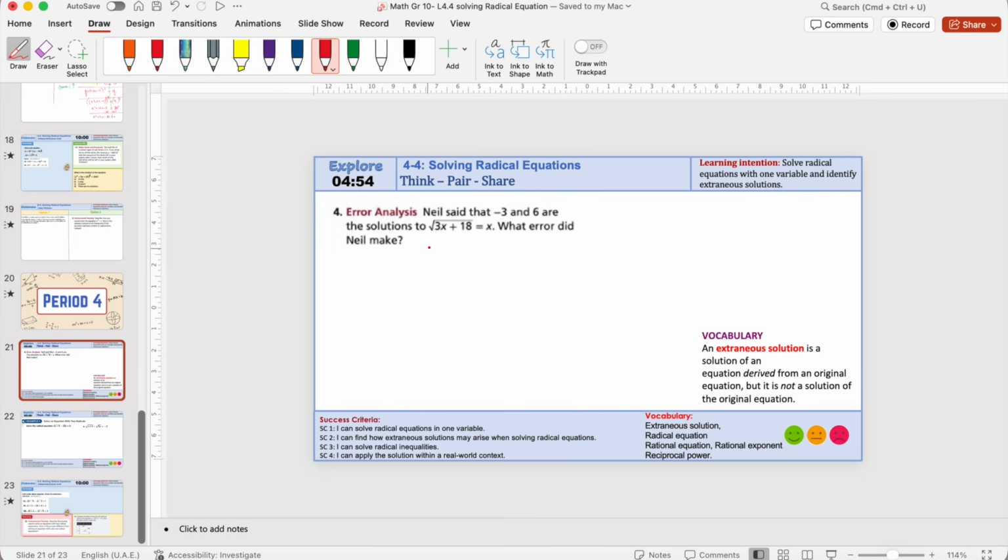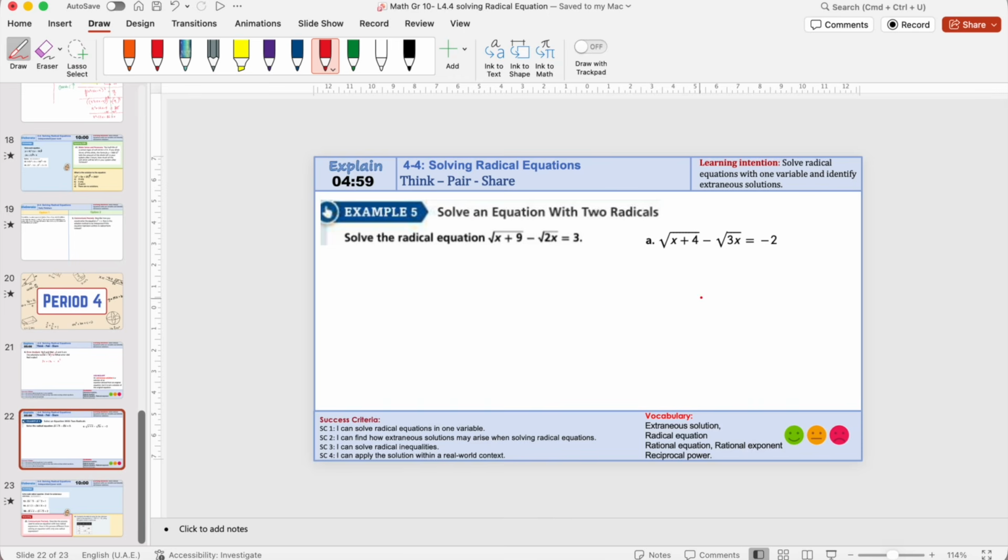What's his error? I think one of them is extraneous. It was something like this. This is how, as far as I remember. Just square both sides. You're gonna have 3x plus 18 equals x squared. Take everything to one side. I think you will get negative 3 and 6. Yes, but one of them will be extraneous.